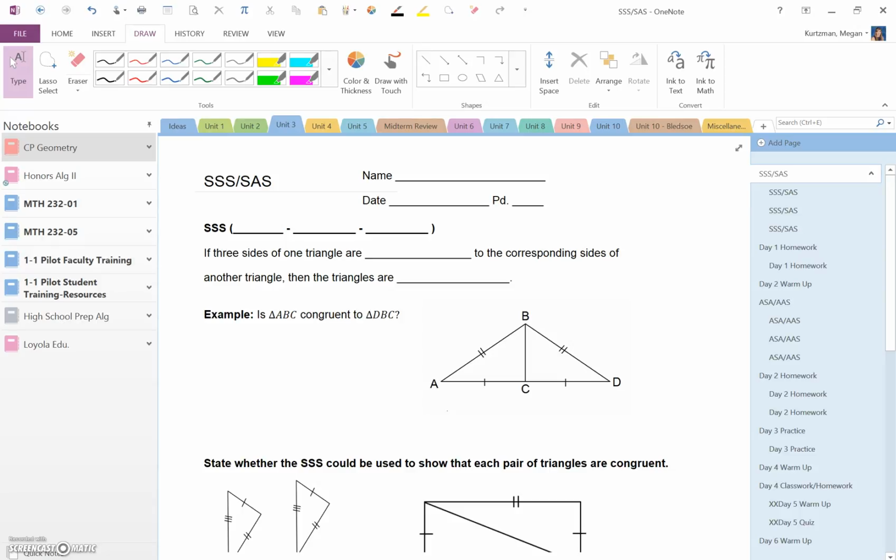Since I'm not here today, I'm going to go ahead and give you a video lesson for the first lesson of Unit 3. So we're going to start our first lesson of Unit 3, which is all about proving triangles to be congruent.